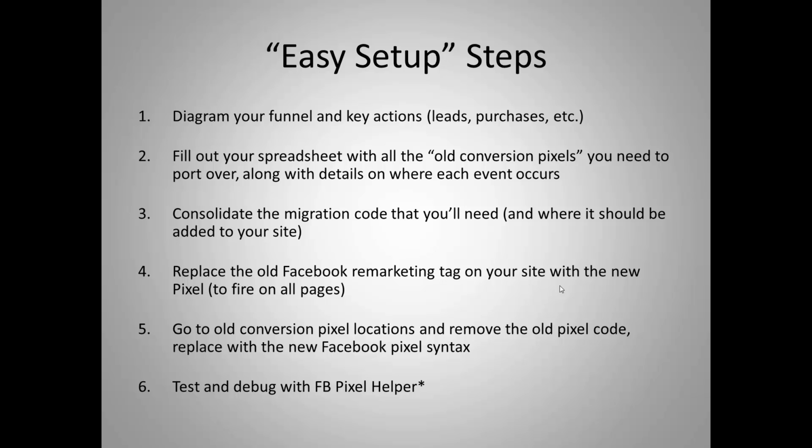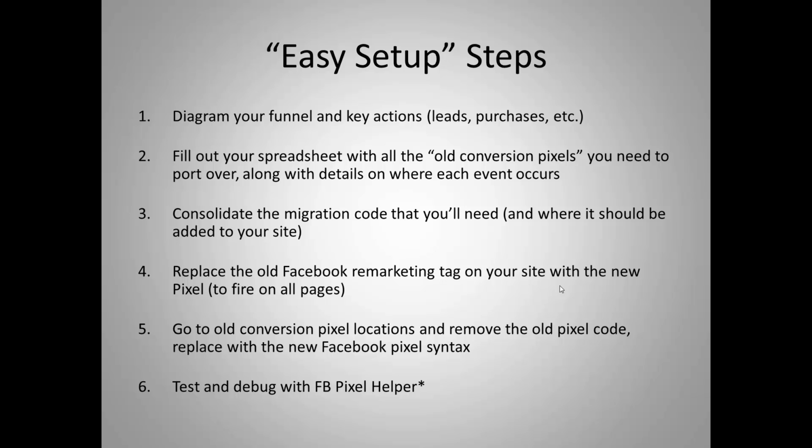Next, you're going to fill out your spreadsheet with all the old conversion pixels that you need, along with the details on each event, or each of these marketing actions. We'll look at the Google sheet that I'm referring to in just a second. The third thing we're going to do is consolidate the migration code, so all the code that we'll need to migrate over the old conversion pixels, if that's applicable for you.